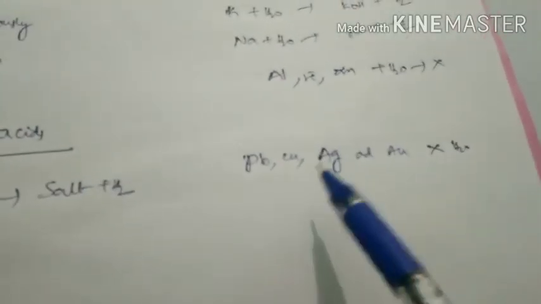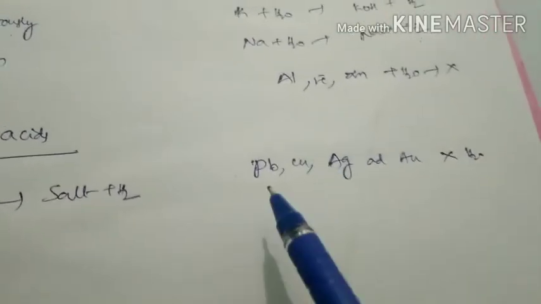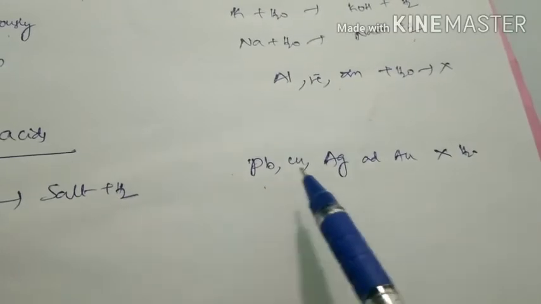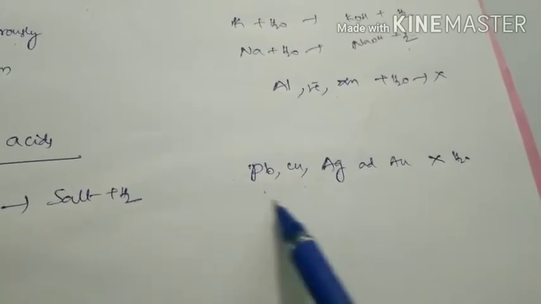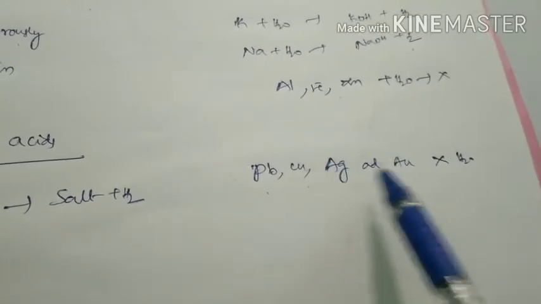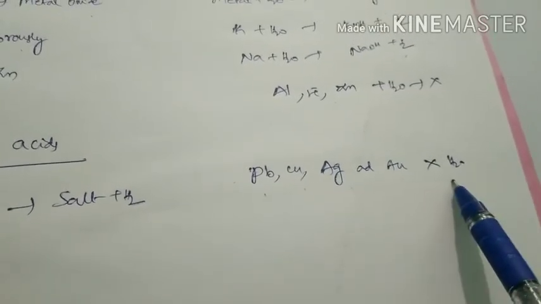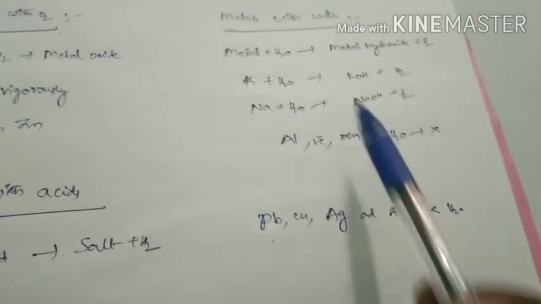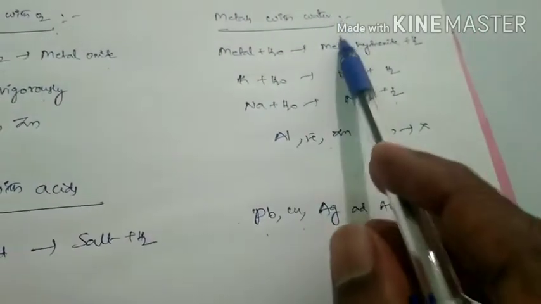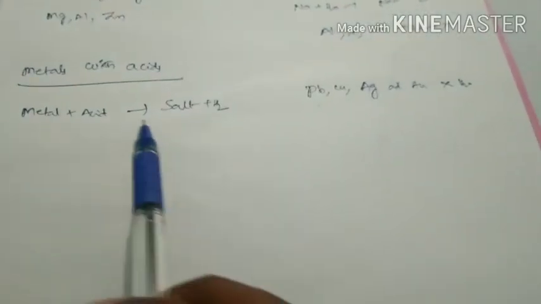Next, very important points. The metals lead, copper, silver and gold cannot react with any water. That means any water, either cold water or hot water. So these are the points regarding metals with water. Next one, metals with acids.